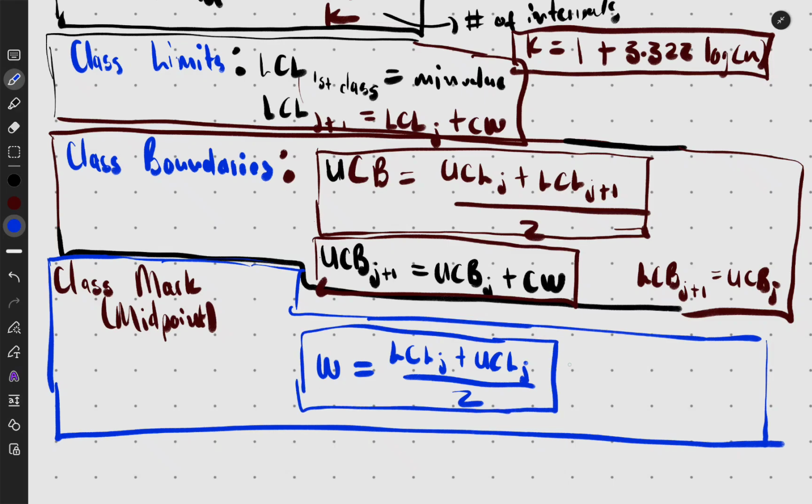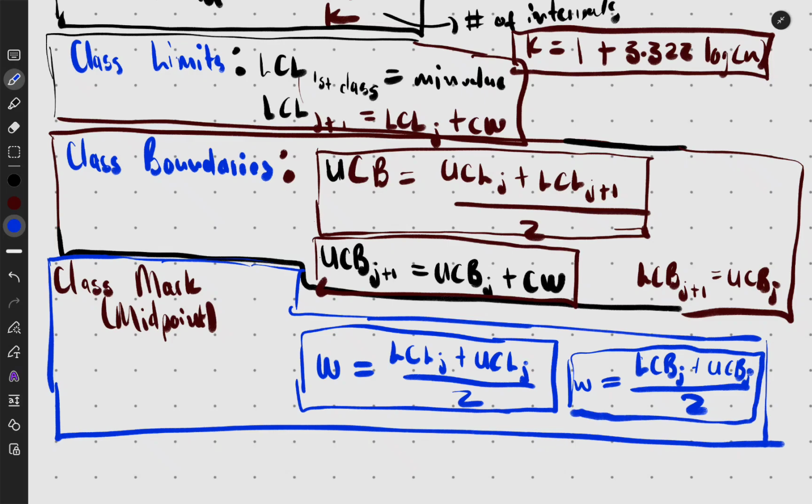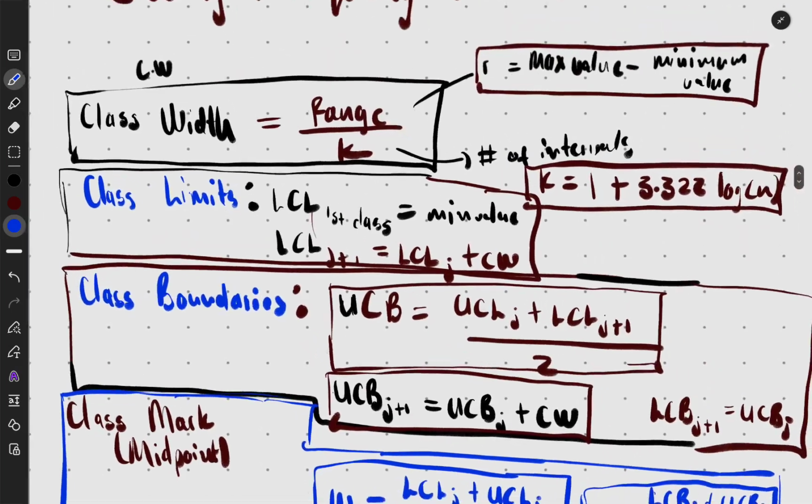Or you can say the lower class boundary of class J plus the upper class boundary of the same class, divided by 2. Then you have the midpoint, or the class mark. So class mark just means midpoint. Don't forget these.